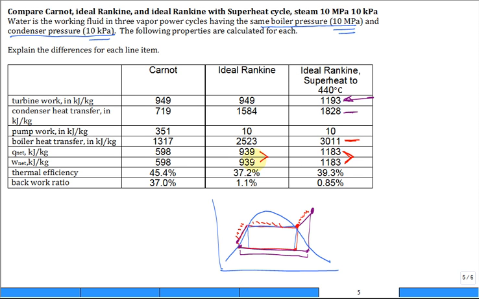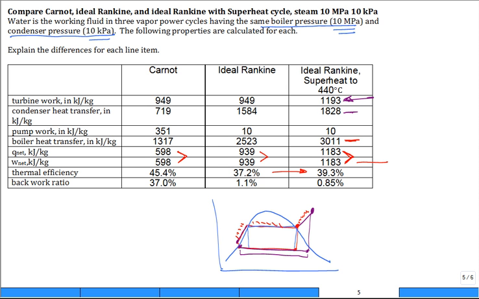Almost always, when you work problems, you want to look for places where you can check your work, and if things don't sum up, then you know, oh, I must have made an error, where to look for an error. And then you'll use this WNet in the thermal efficiency calculation. Take a look at the thermal efficiency. Did it improve? Yeah, it improved a little bit.